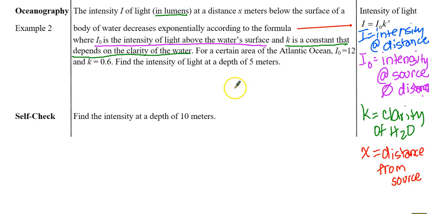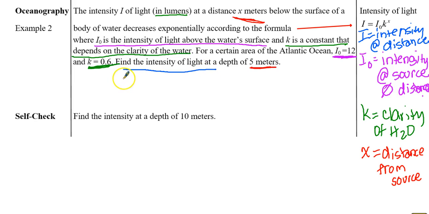As we read through this problem, we've kind of marked it up here. It says, for a certain area of the Atlantic Ocean, the intensity of a light at the source is 12 lumens, whatever that is. I don't know how intense that is. With our k, or our clarity of our water, being 6/10. And I don't know if that means it's really clear or it's muddy. Find the intensity of light. That's what we're looking for, right? At a depth of 5 meters. So that's our distance. So how deep?